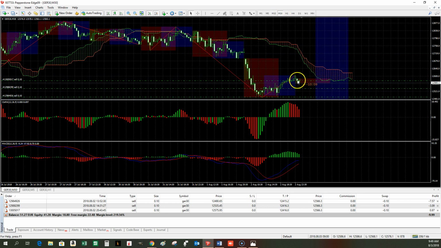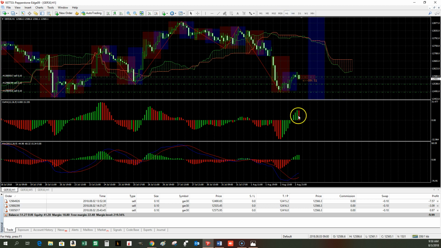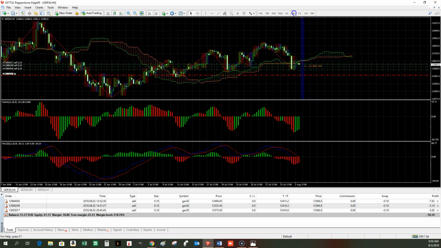Let's see what's going on on 30 minutes. On 30 minutes, we see red bars on the moving average of oscillator, so it looks like it's going down. We'll see on 1 hour. On 1 hour we have 1 red bar, and on 4 hours it's still going up. So what I hope is that in a very short time we will probably get back to the first order.